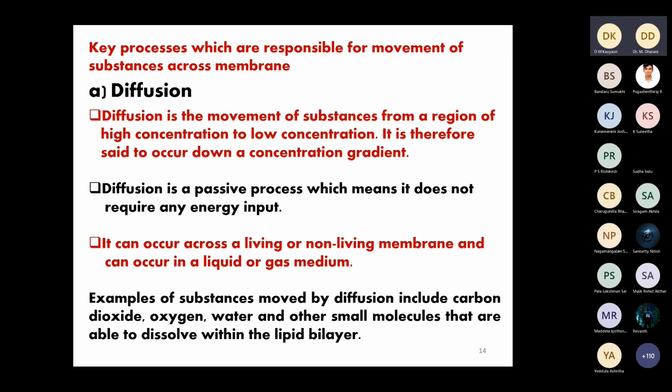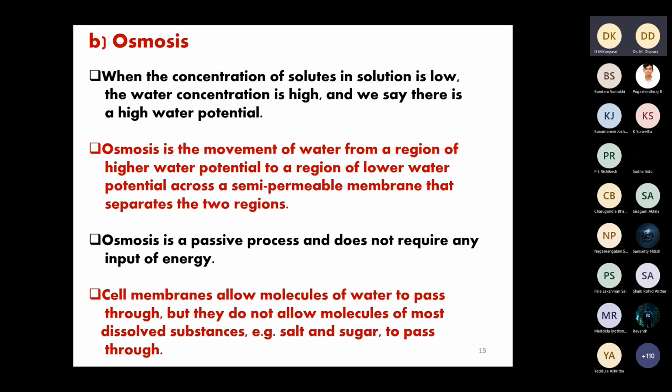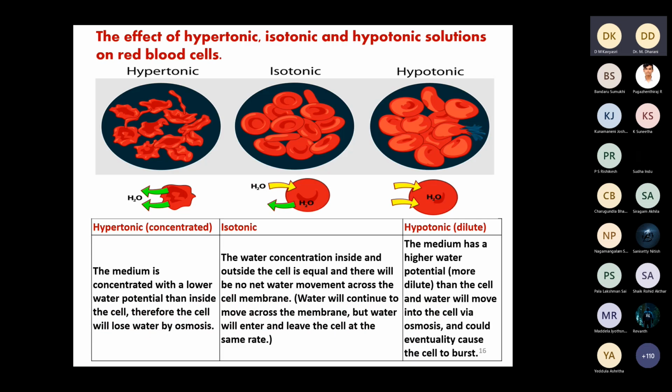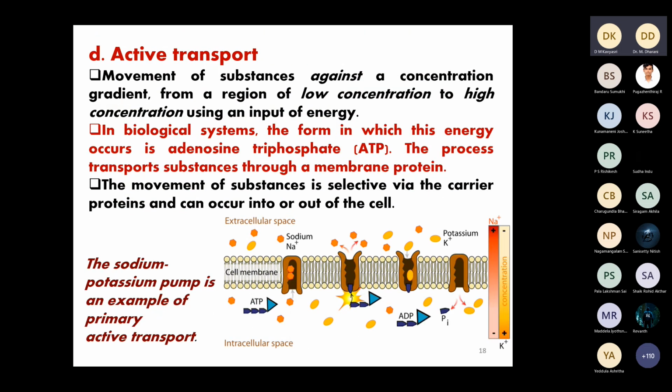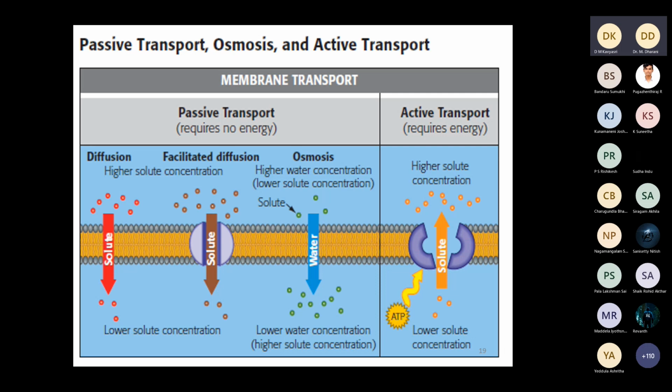Last class we were seeing diffusion, osmosis, facilitated diffusion, and then active transport. Active transport is the transport across the cell membrane through carrier proteins and against the concentration gradient, and it requires energy. The sodium potassium pump is an example of active transport. Then we saw the summary of the two kinds of transport and their different types.